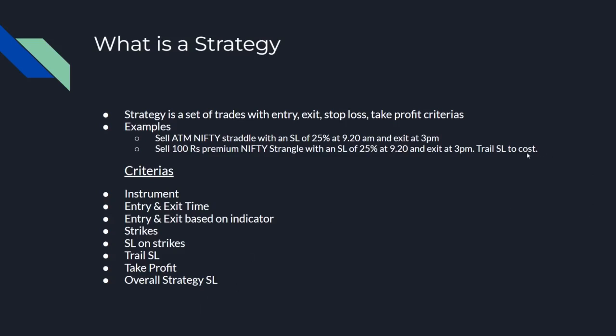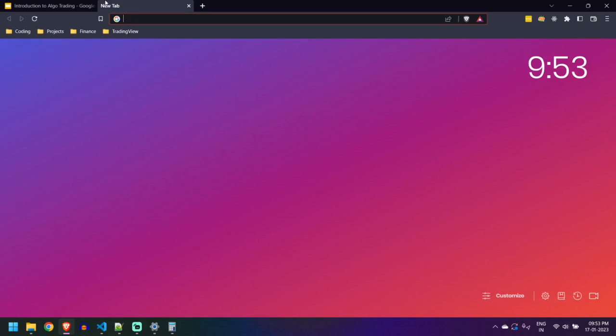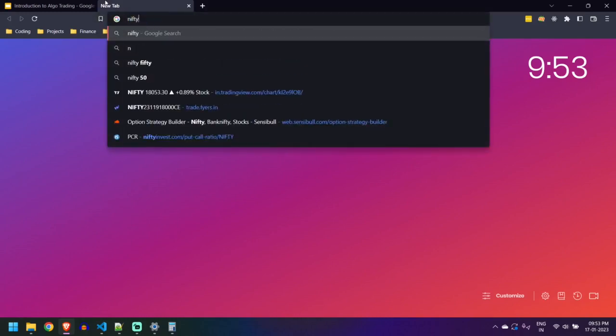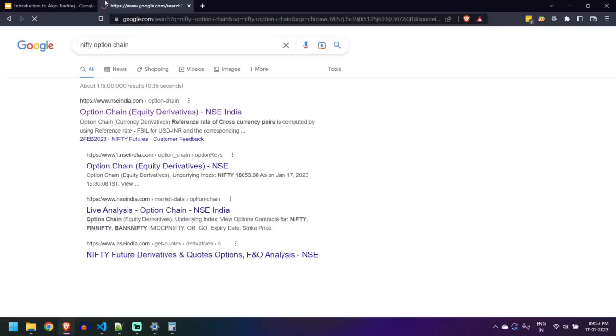Trailing SL to cost means if one side SL is hit, then we will move the other side SL. If the call side SL is hit, then we will move the put side SL to the price where we have sold the put strike. So let us go to the Nifty option chain and see an example of a strangle and straddle.